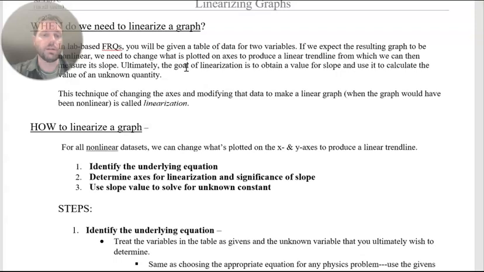So ultimately, when we need to do this is if you're given a set of data that's in a table and it's wanting you to figure out what needs to be plotted to produce a straight line graph. So more broadly, why we're doing this again was to create a straight line relationship when we had 2 variables that are related in a nonlinear way. So that's ultimately the goal, is to create a linearized graph so that we can get slope from that linearized graph and use it to calculate the value of an unknown quantity.